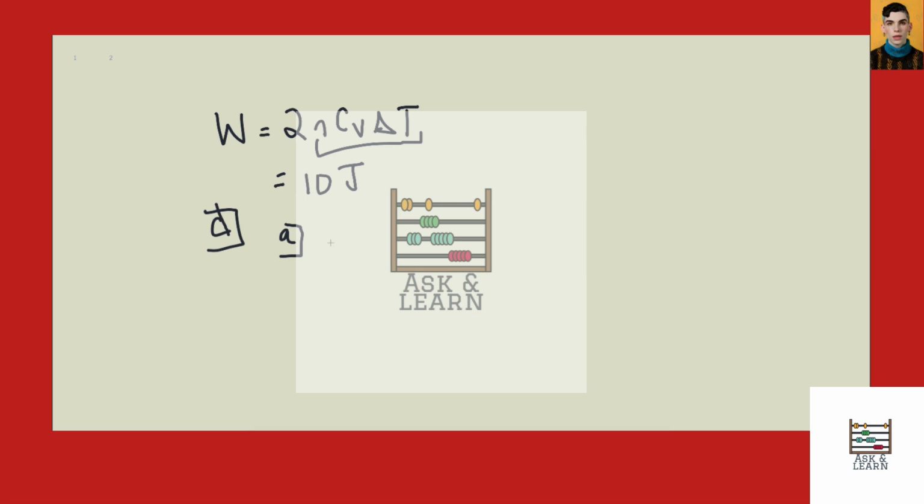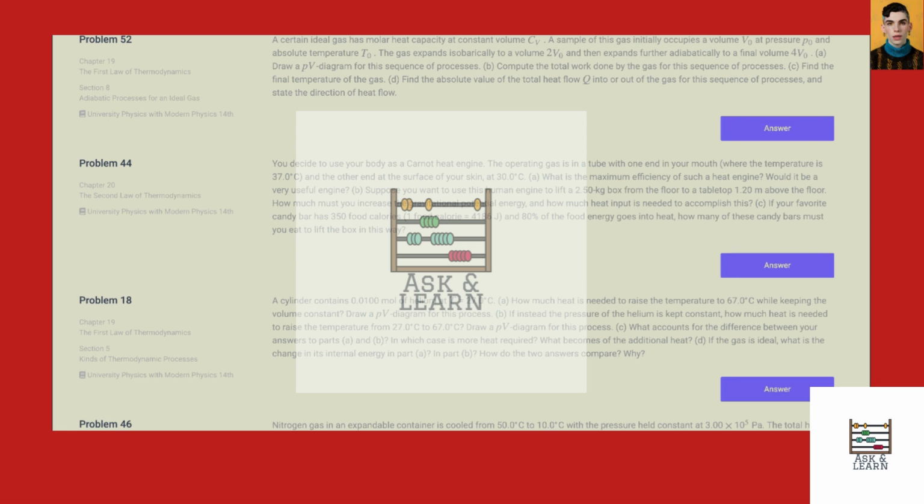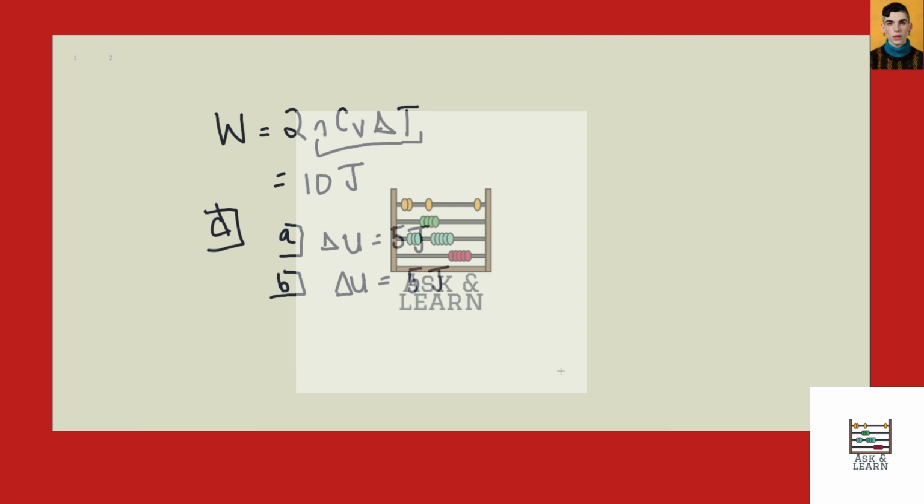So for A, delta U was 5 joules. And then for B, the delta U was also 5 joules, and that reflects the fact that the final and initial temperatures are the same. U is a state function, particularly depending on the temperature, and so that's why they have the same change in internal energy. And let me double check. Is there anything else? Yeah, I think that's it.